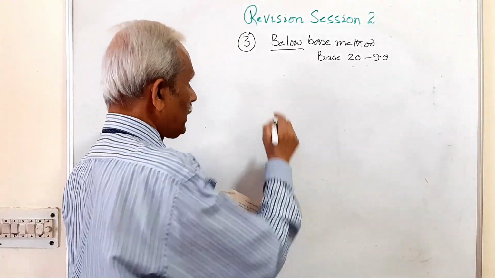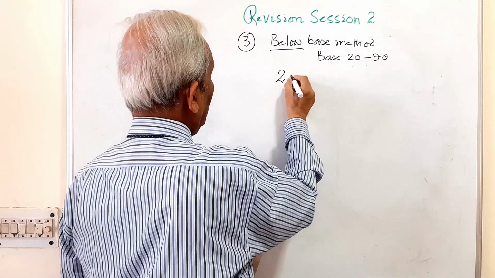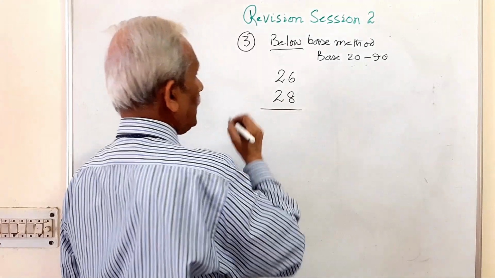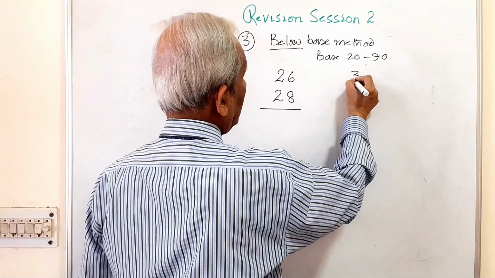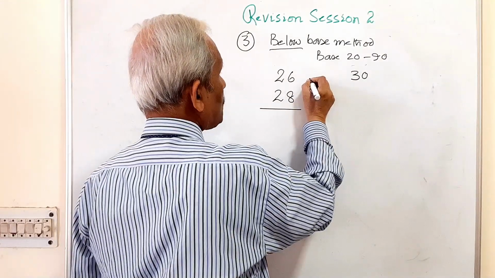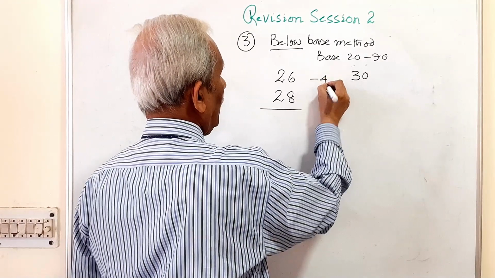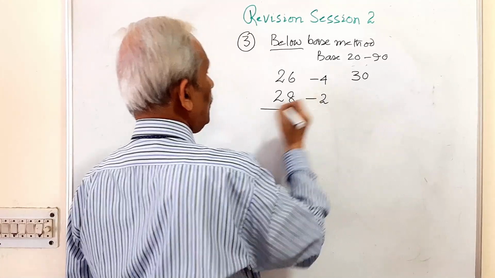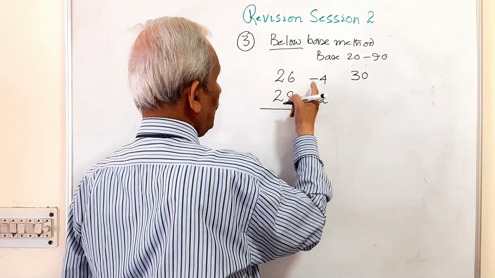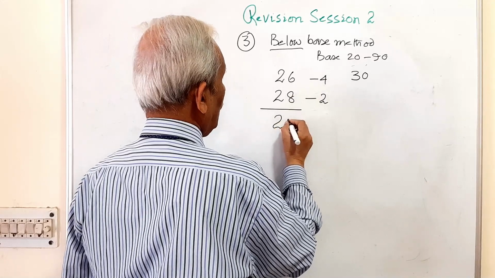Next question is 26 into 28. Here the base is 30. Below the base is 30. So here it is 26 minus 30 is minus 4, 28 minus 30 is minus 2. So here it is 26 minus 2 is 24, and 28 minus 4 is 24. Write down 24 here.